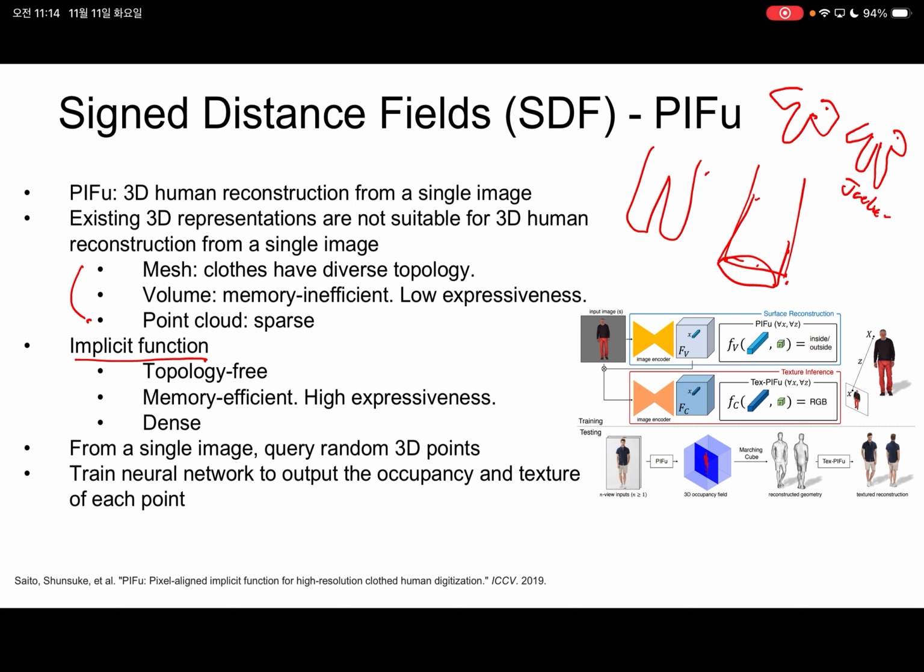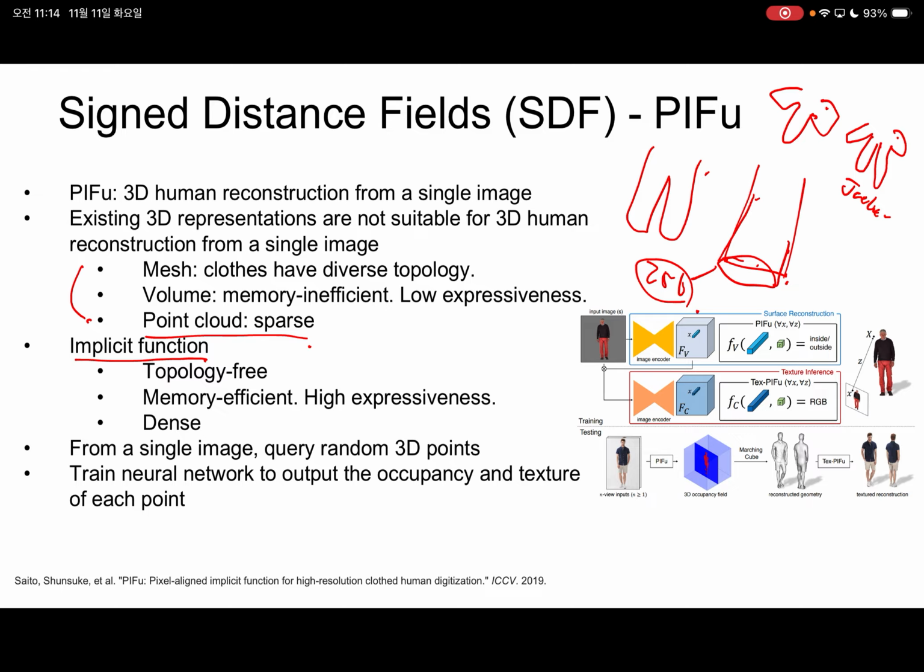Volume is topology free, right? But unfortunately, it is memory inefficient. To get a very high level of detail, like wrinkles of clothes, we need a very high resolution volume. But a 1K by 1K by 1K volume already takes 4 GB. It is too memory inefficient. But if we compromise the resolution of the volume, like 256 by 256 by 256, the expressiveness is too low, no wrinkles, just a flat surface. So volume is not a good option. Point cloud is too sparse. It is not good for photorealistic rendering.